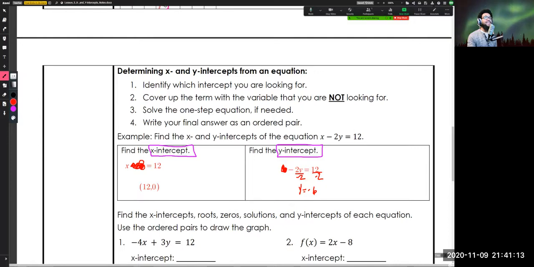And so our last step is to write our final answer as an ordered pair. When we're writing our ordered pairs for y-intercepts, we write 0 first, and then what our actual value is. This one is negative 6, okay? So 0, negative 6. That's going to be our answer for this one.